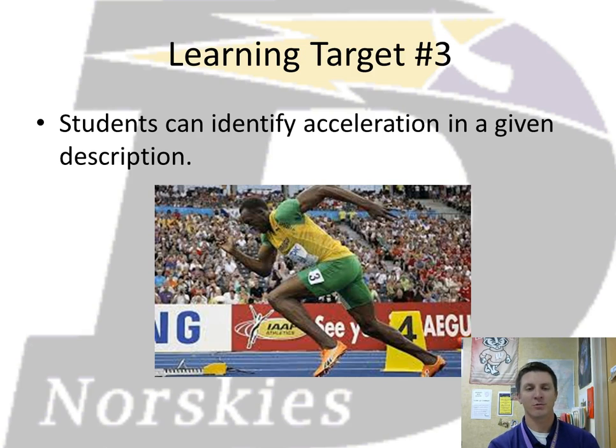So learning target 3, what are we going to talk about? What are we going to add? Well, in this case, we're going to talk about acceleration. And students need to be able to identify acceleration in a given description. Here we have a picture of Usain Bolt, a world-class sprinter, Olympic medalist. I believe he won the gold.